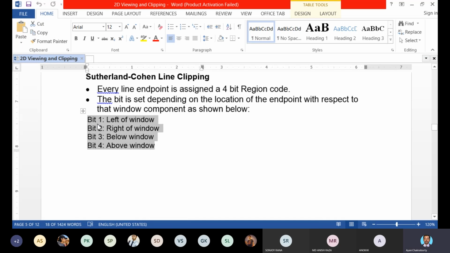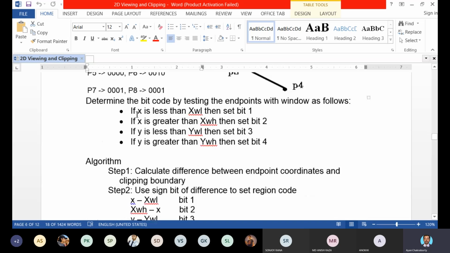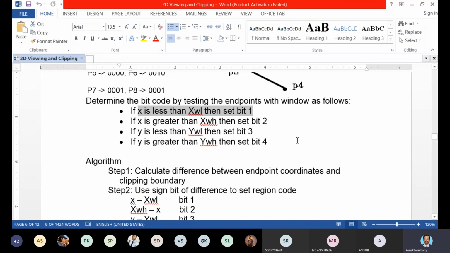Now we are going to mathematically express these 4 logics. First bit will be 1 if we are at the left side of the window. How can we mathematically represent this phrase, left side of the window? The mathematical expression of this phrase is x is less than xwl.